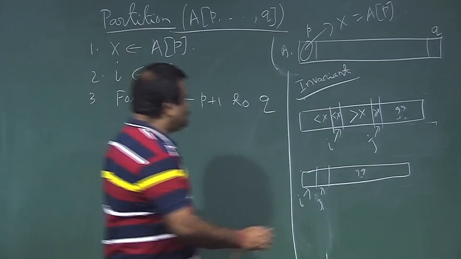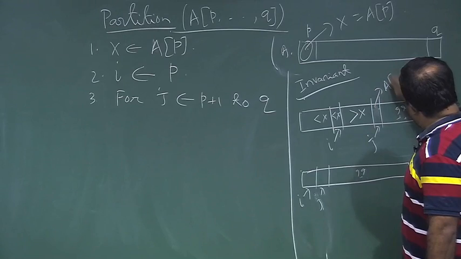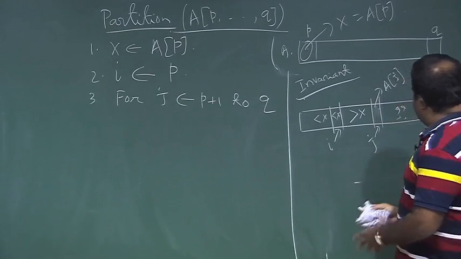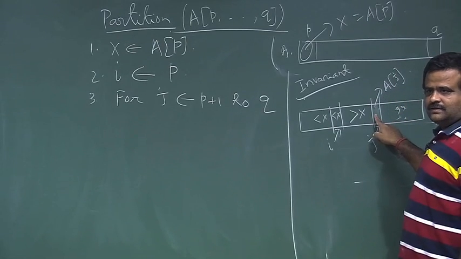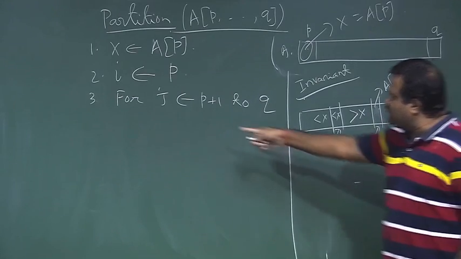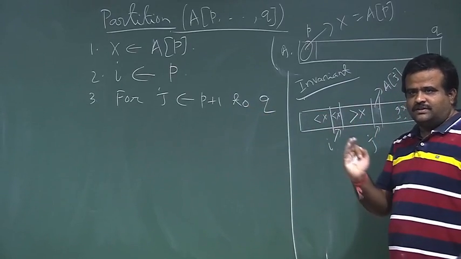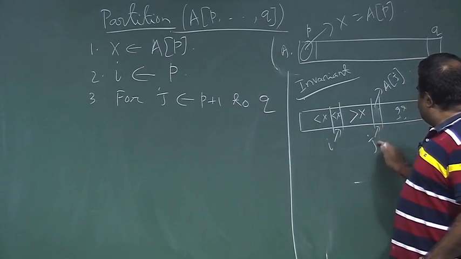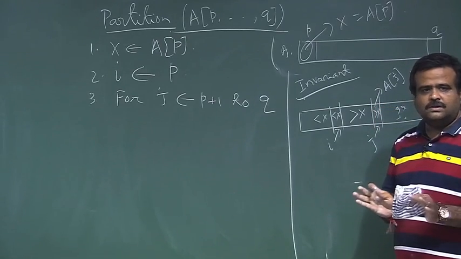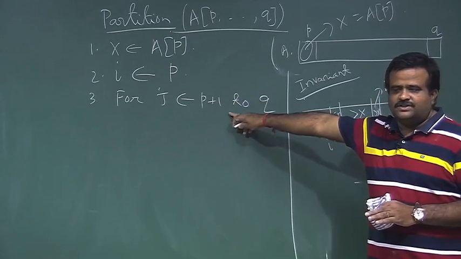Now, j is varying, and this is our aj. Suppose aj is greater than x, then we can increase j by 1, and that will be taken care of by this for loop. This is a for loop in j, so it will automatically increase if you do not do anything. So, if aj is greater than x, then cool, no need to do anything here. It will just automatically increase j by 1.